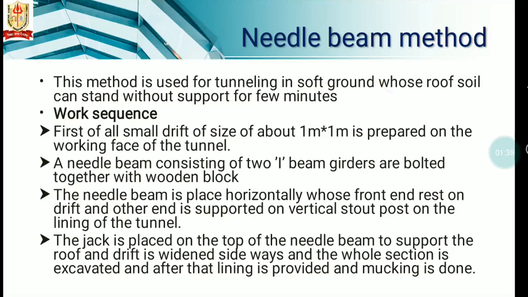This method is used for tunneling in a soft ground whose roof soil can stand without support for a few minutes. The work sequence is: first of all, a small drift of size about 1 meter by 1 meter is prepared on the working face of the tunnel. A needle beam consisting of two I-beam girders is bolted together with wooden blocks. The needle beam is placed horizontally, whose front end rests on the drift and the other end is supported on a vertical stud post on the lining of the tunnel.